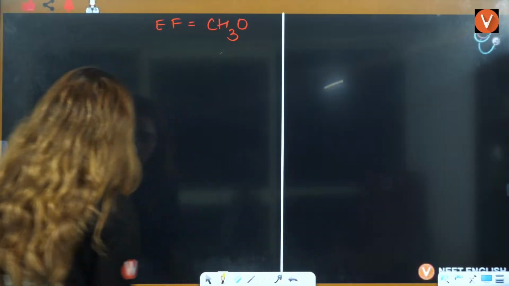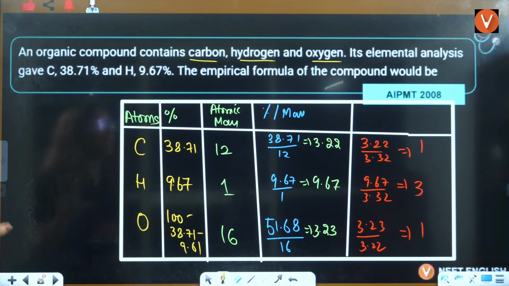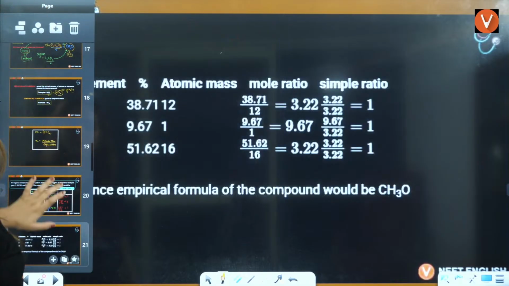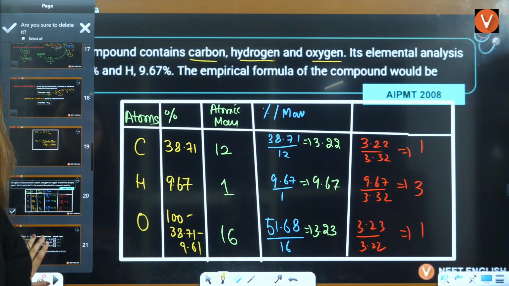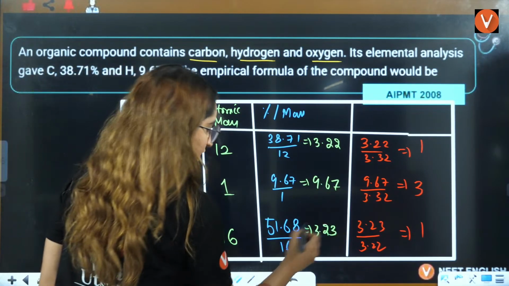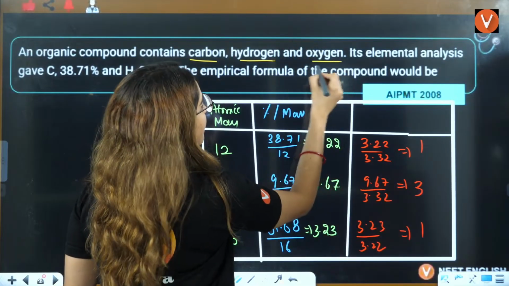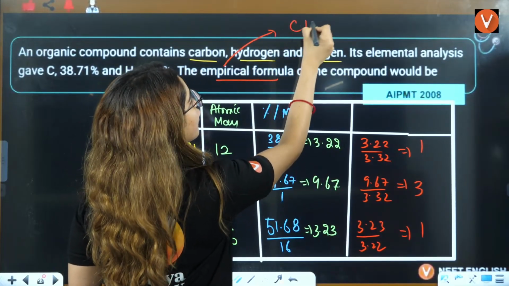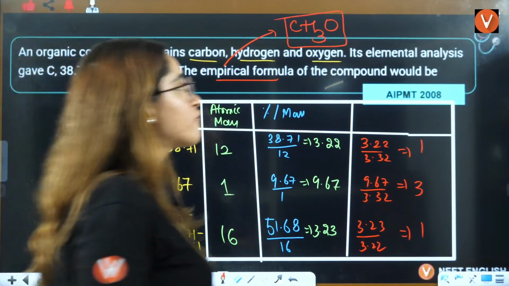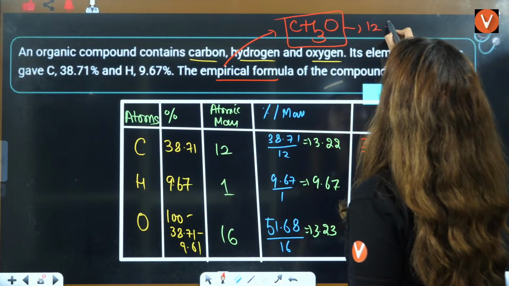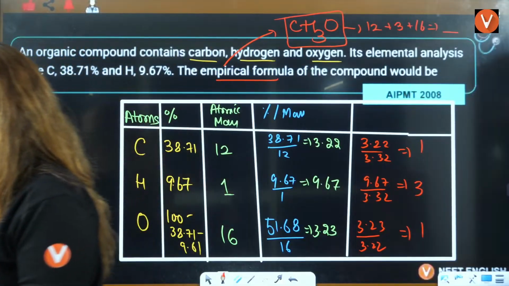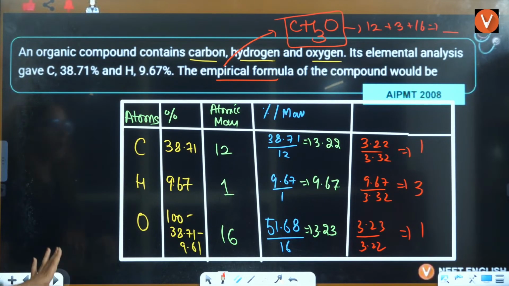Now, have they given you any molecular formula here? Just the empirical formula only they are saying. So, we already have done it. That is nothing but CH3O, right? The empirical formula of the compound is coming out to be CH3O. They can also ask you the empirical mass. For empirical mass, you can add 12 plus 3 plus 16 and that is going to be your empirical mass. Okay, so that was a simple question.